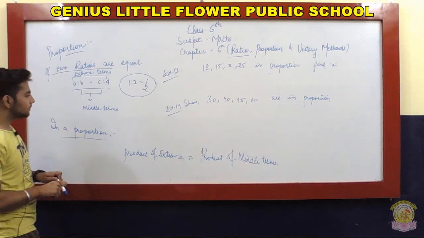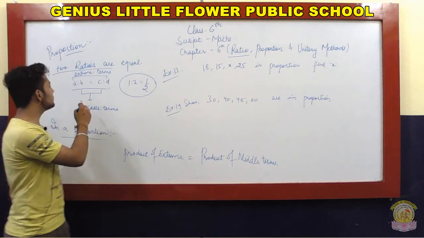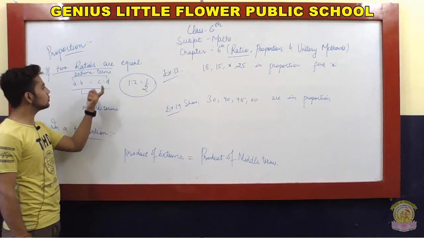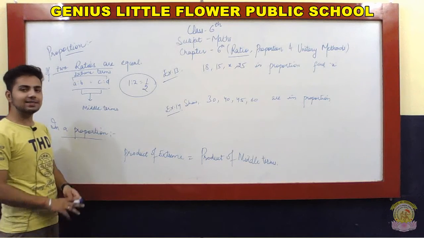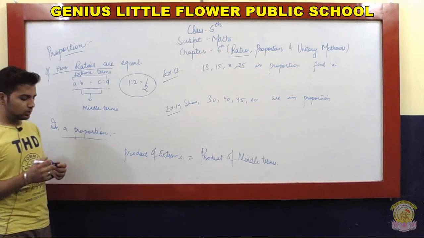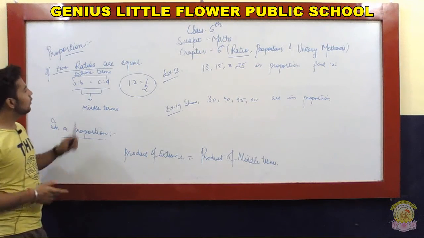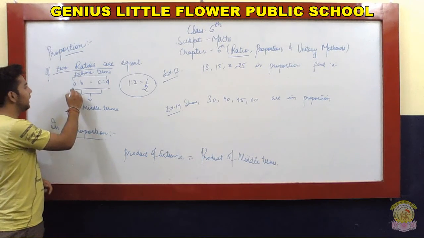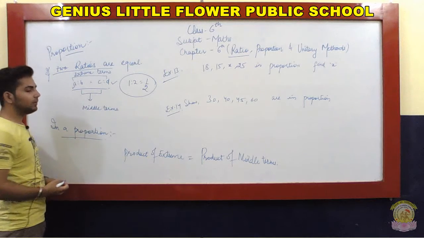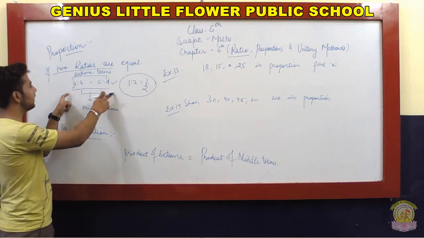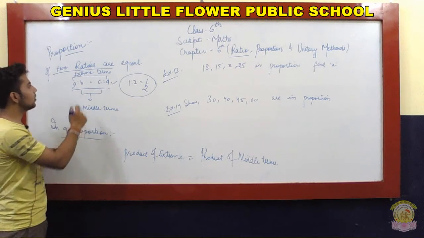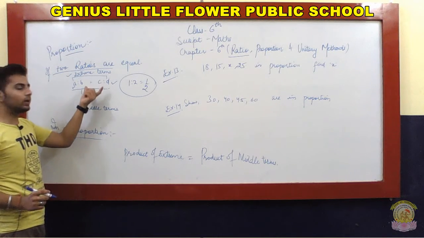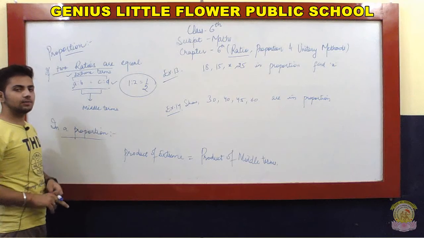For example, we have the terms A, B, C and D. If A ratio B is equal to C ratio D, it means they are in proportion. So generally we can see there are four terms in a proportion, right? A and D are the extreme terms because they are at the extreme positions, and B and C are in the middle, so we call them the middle terms, right?